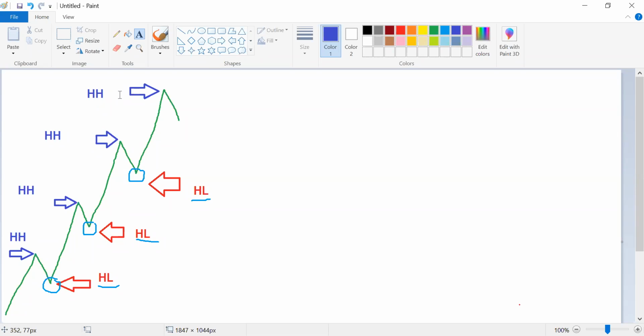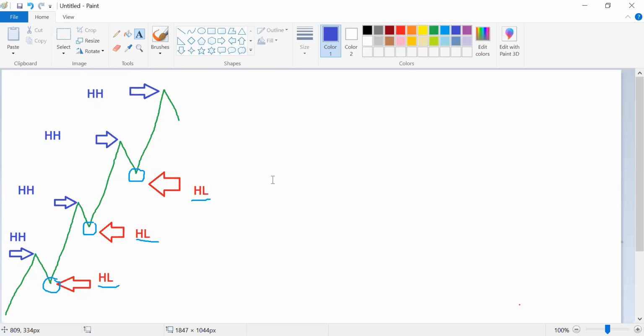Okay, so do you understand whether it is an uptrend or not? If uptrend is clear, type uptrend is clear. Everybody, if you think uptrend is clear, you can type uptrend is clear.